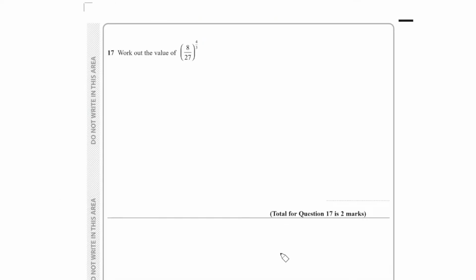Okay, question 17. Obviously, you're going to get some kind of either fractional power, negative power, maybe a mixture of both. Again, most likely this is going to come up in non-calculator papers, so obviously revise this before the non-calculator specifically. So work out the value of 8 over 27 to the power of 4 over 3. So you just have to memorize how fractional powers work, basically.